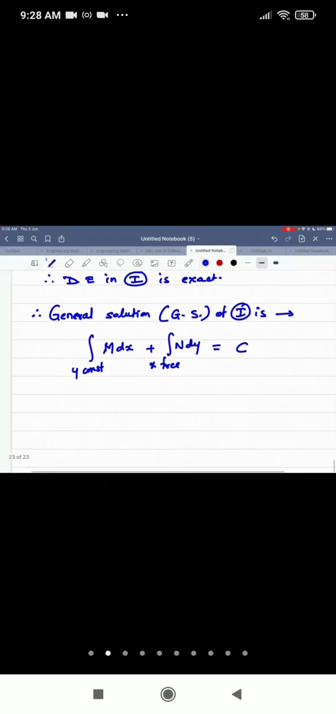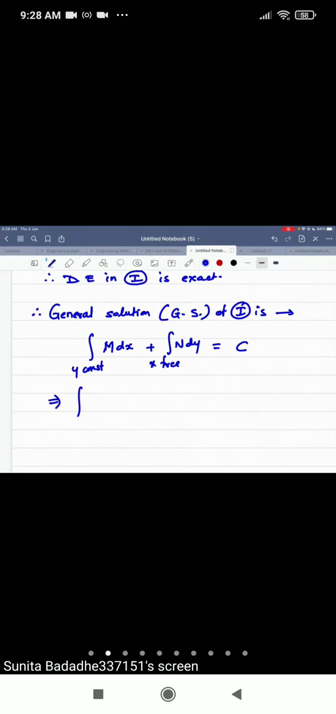Now, what is the value of M? Let us substitute. The M value is nothing but x plus y minus 2, right? And here, don't forget to write this y constant. I'll write x free and I'll write the complete N here.